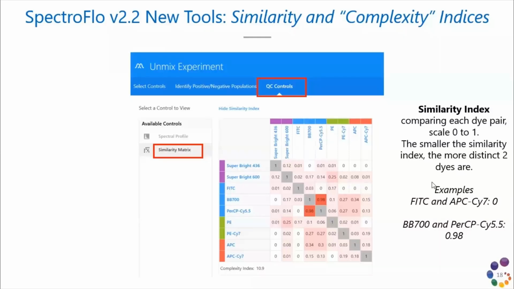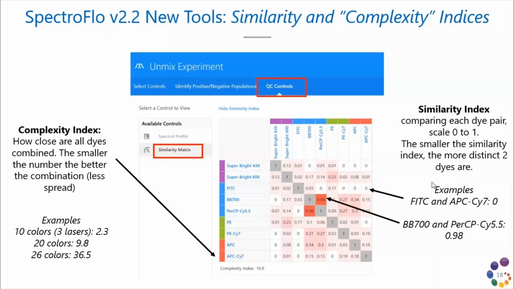Let's look at a couple of examples. One here is FITC and APC-Cy7, whose similarity index in this panel is 0. So these two dyes are very unique and have little to no impact on each other. In contrast, if we look at BB700 and PerCP-Cy5.5, we see a similarity index of 0.98. So these two dyes are very similar to each other and will likely have a lot of impact on each other in the panel. The other index we provide is the complexity index.